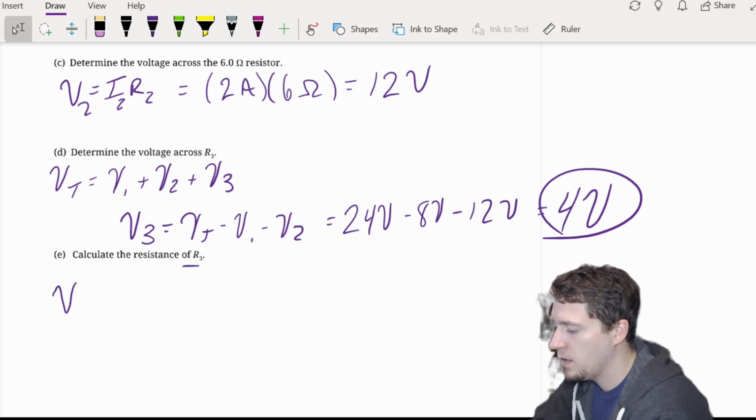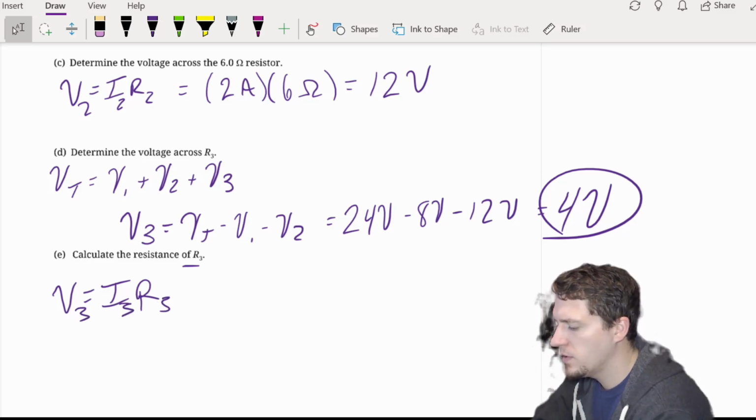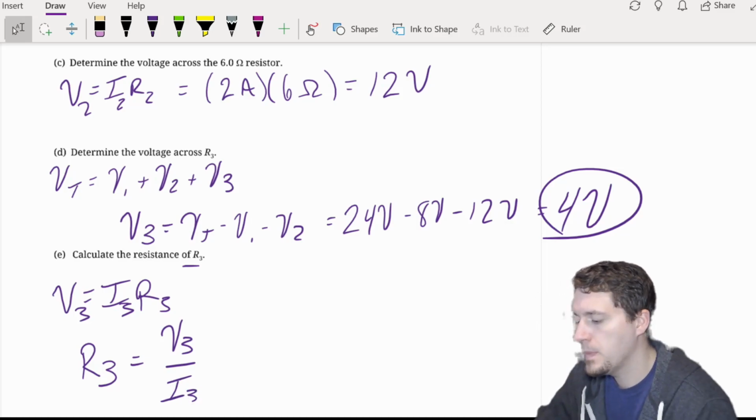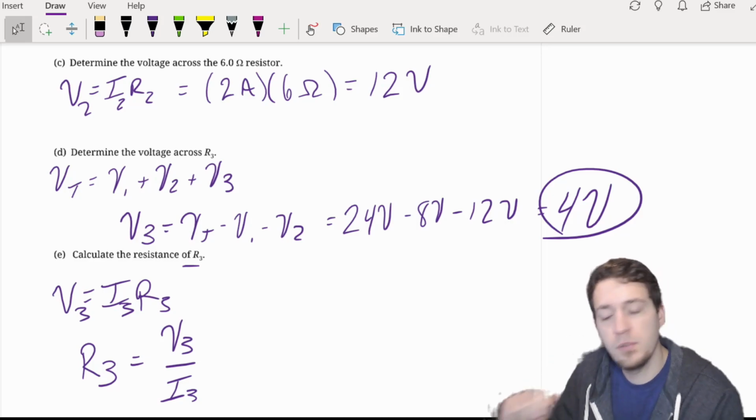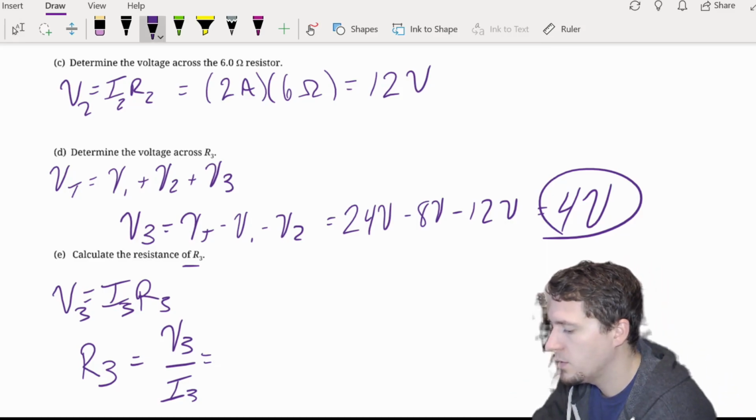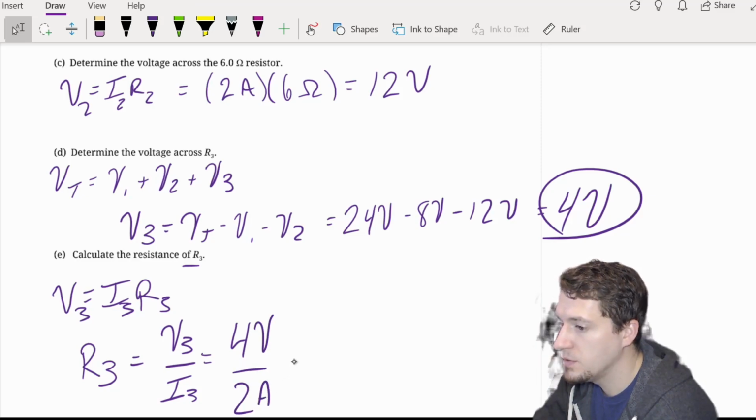Well, again, V equals IR, and so we're talking about R3, I3 and V3. So if I did a little algebraic moving around, R3 would actually be V3 divided by I3, right? Do I have V3? Yep, just found it. Do I have I3? Yep, it's 2 amps because it's 2 amps everywhere. So this is going to be 4 volts divided by my 2 amps. So this ends up being 2 ohms.